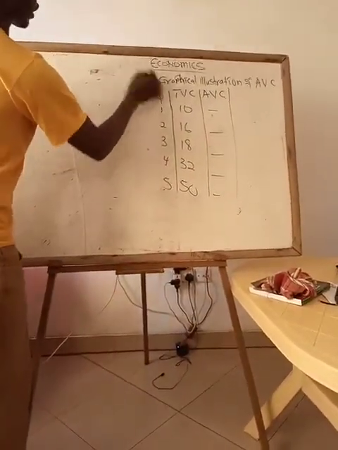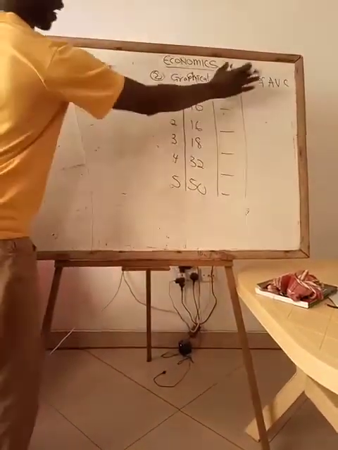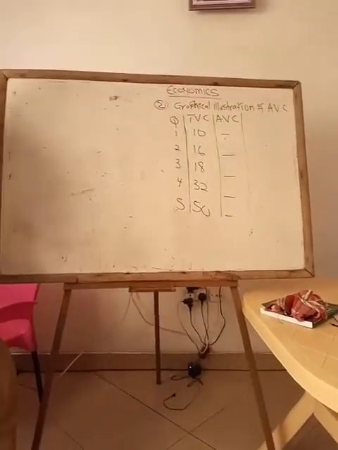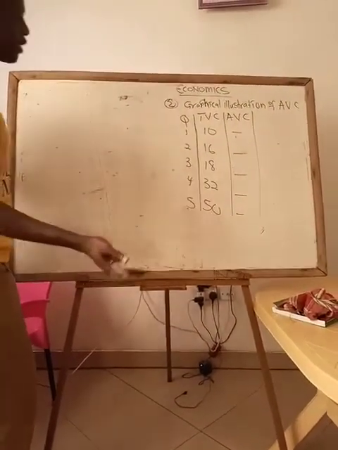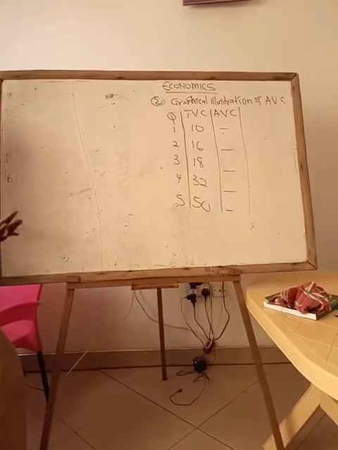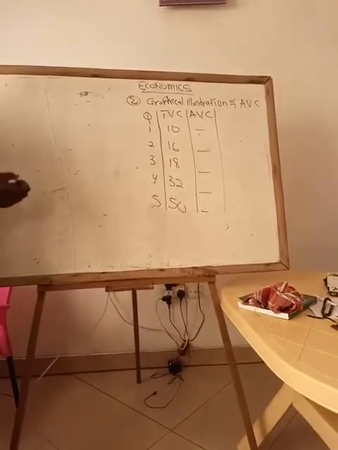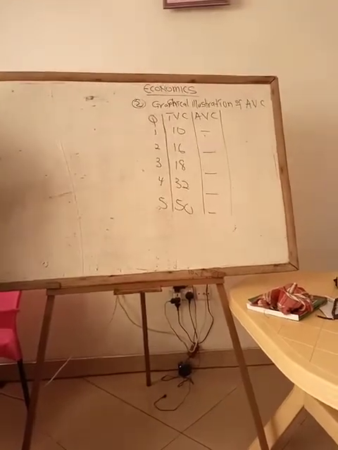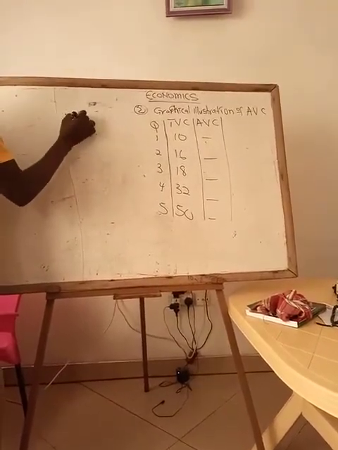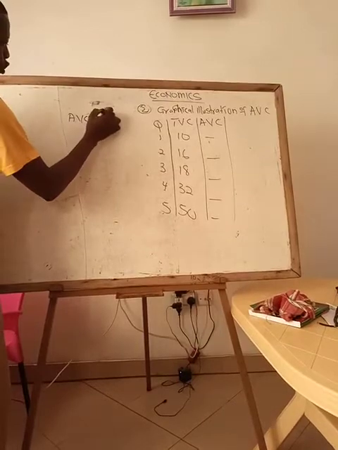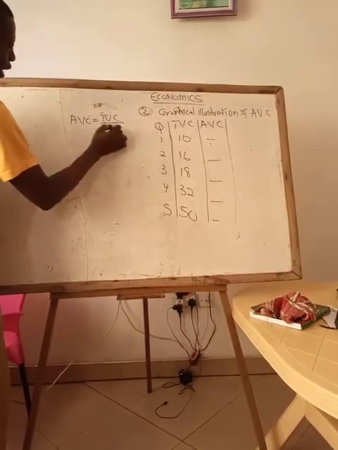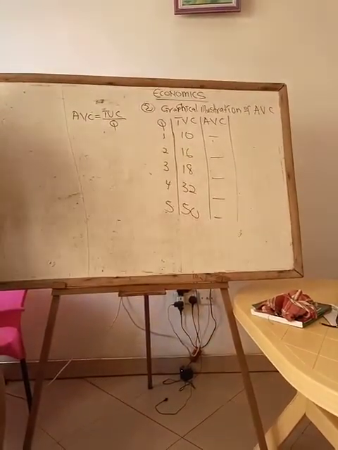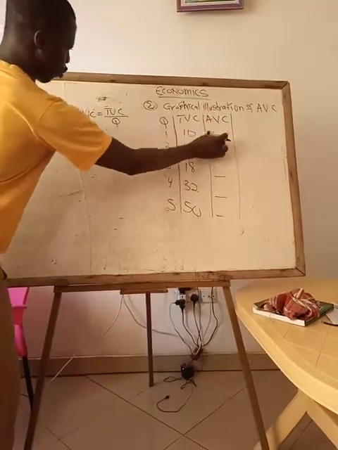Now, illustration number 2. We want to do graphical illustration of average variable cost. We are done with average fixed cost. Now again, yesterday I explained to you that the average variable cost is simply the cost per unit output in terms of variable cost. So average variable cost is equals to total variable cost over quantity. Now we're going to calculate average variable cost at each level.